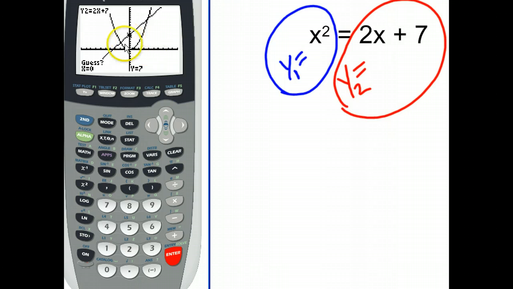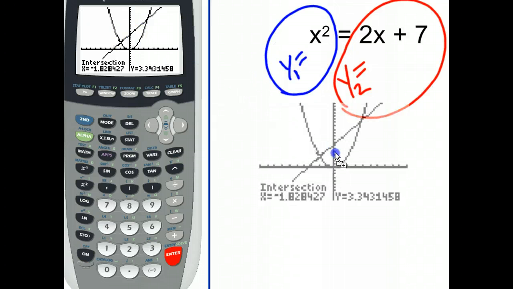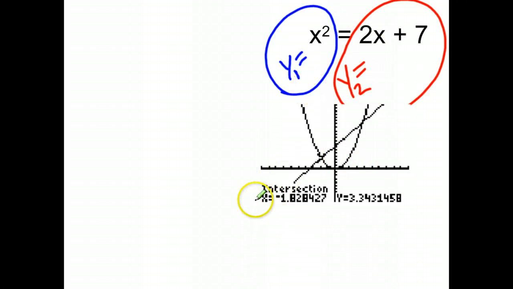And let's go ahead and guess for the first intersection point here, -2. Don't worry about being too precise. As long as we're in the ballpark, I'll hit enter. And there it is. There's my intersection point. Looks like it's going to be stubborn. There it is. Okay, there's our first intersection point, and there is our first solution, x equals -1.828.